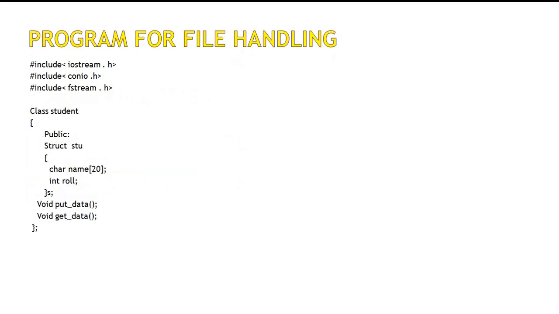Programming of file handling. We declare a header file. After that, we use a class, defining the class structure. We declare the character name and integer roll number. We use the get method and put method: void putdata and getdata.